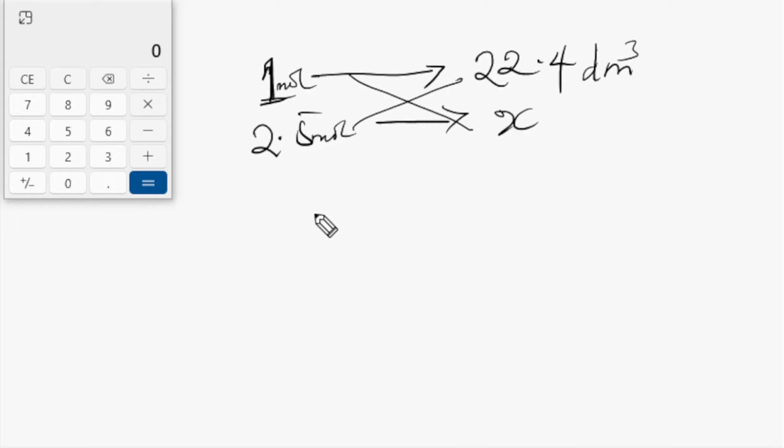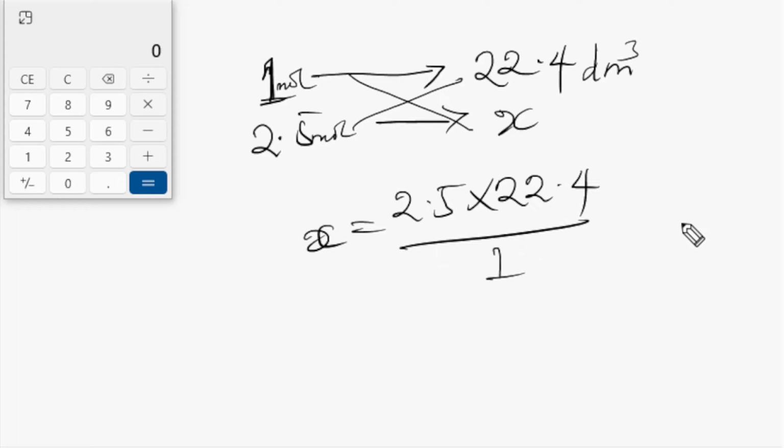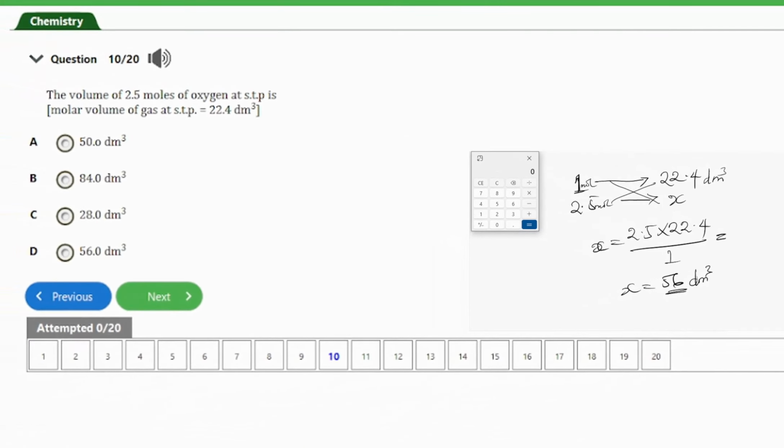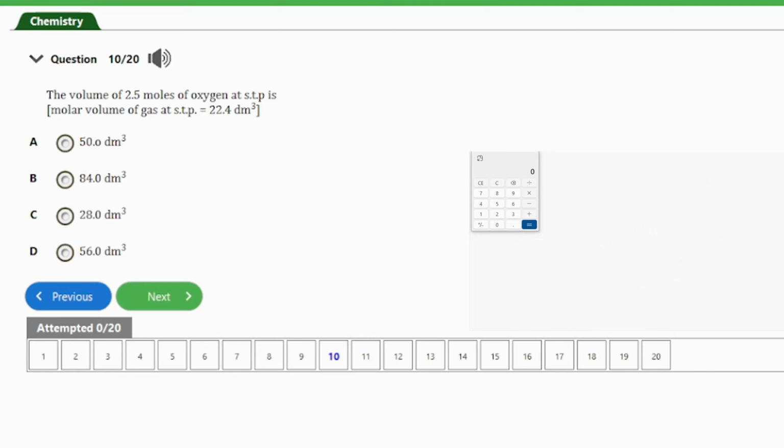So cross this, and then x is going to be 2.5 times 22.4 over 1. So guys, this will give us 2.5 times 22.4, that's 56. So guys, x is equal to 56 dm cube. And that's the volume here. So guys, that's the answer to this question. We're going to wipe this off, and then we'll consider the next question, guys.